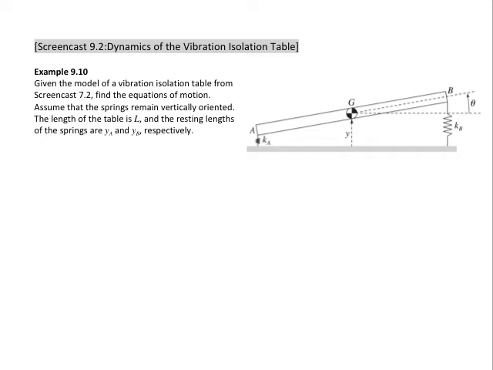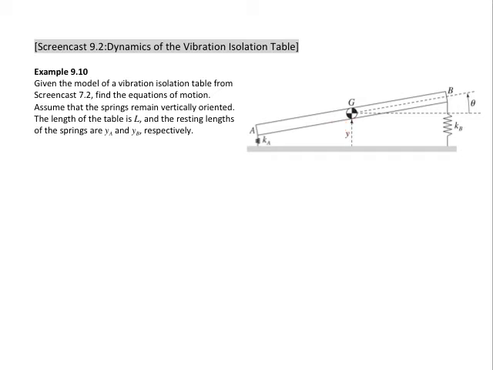In Screencast 7.2, we introduced the vibration isolation table. This was a simplified model of a table on which we would be doing delicate experiments that we don't want to be influenced by any outside forces. In this simple model, it had 2 degrees of freedom: a vertical translational degree of freedom, and a rotational degree of freedom, theta. And in the screencast, we calculated the moment about the center of mass.